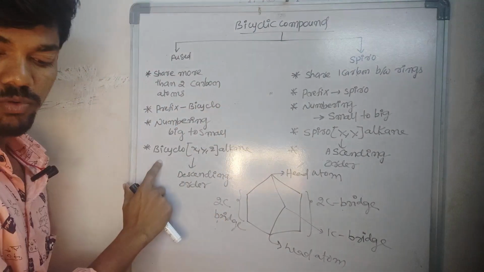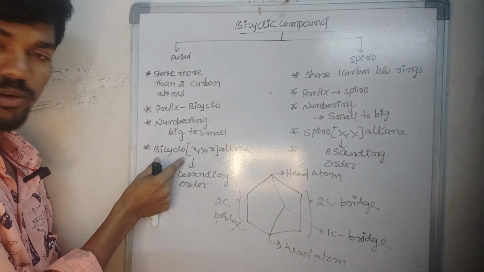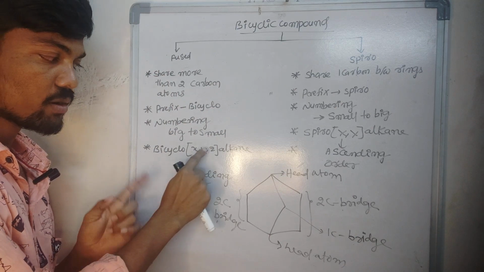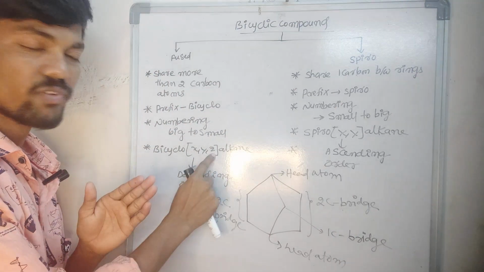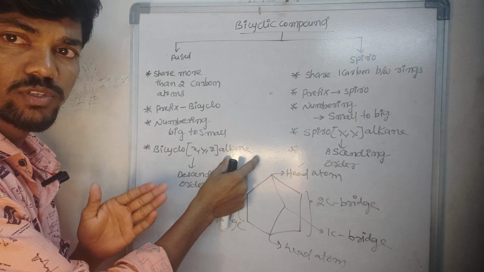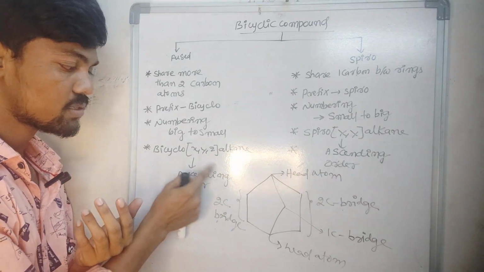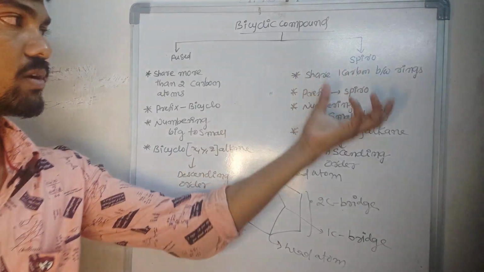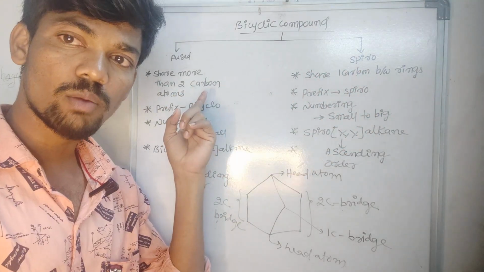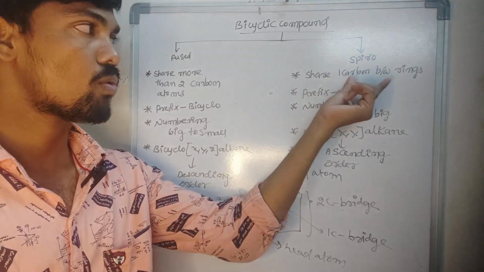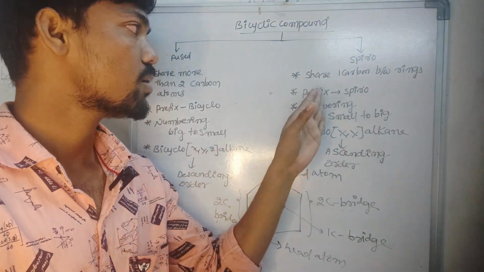Here we have to name it like this. If bicyclo is there, the larger number comes first, then the lesser number. Then we have to use the alkane corresponding to the number of carbons, if it is butane, okay, butane. Like this, it is a descending order. For this one, more than 2 carbon atoms are shared. Here only 1 carbon will be shared.